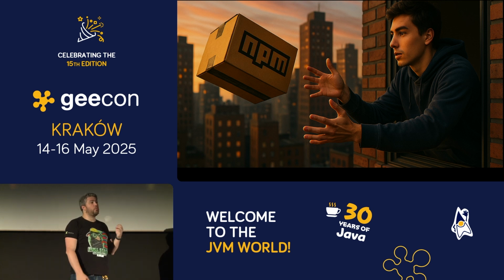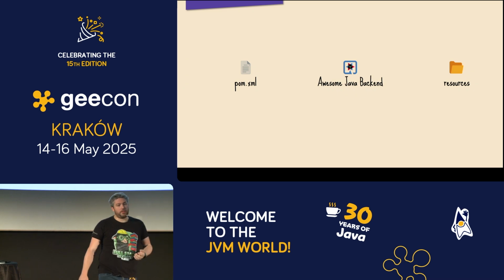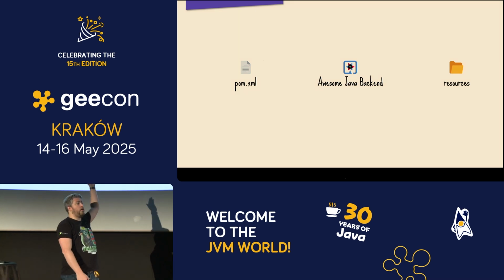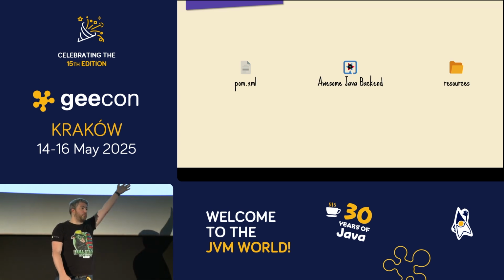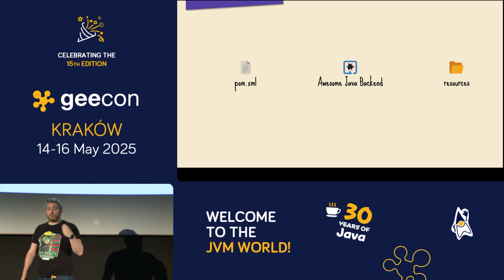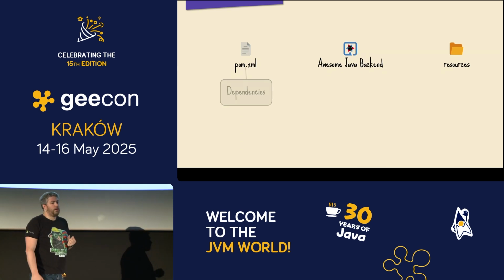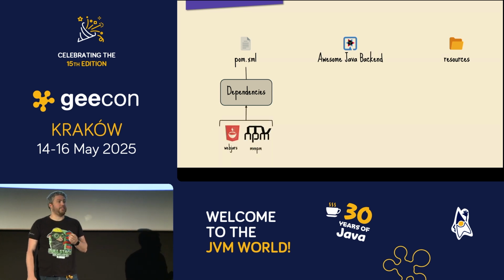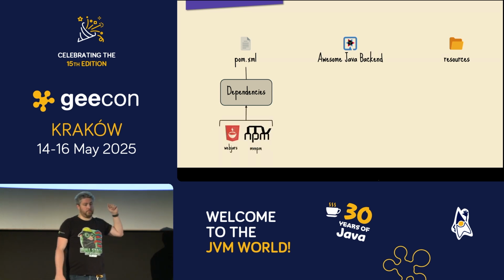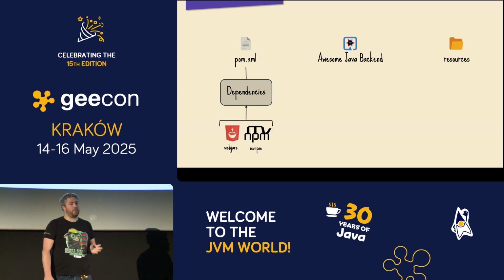This solution is called the Web Bundler. And the Web Bundler basically takes your application. Your application is your dependencies, your POM XML or your Gradle file, your Java code, and some resources. And what does the Web Bundler do? It allows you to add something in the dependencies. And that's partly not that new. We can add web jars or MVNPM.